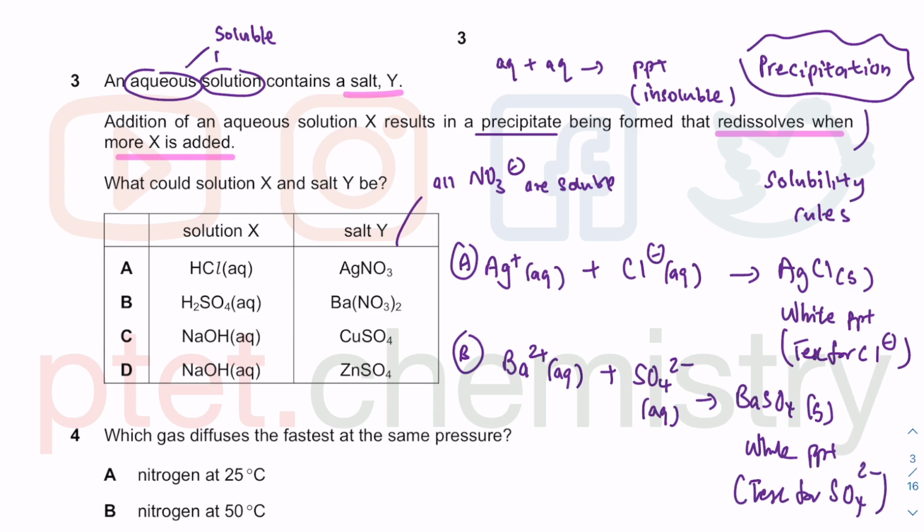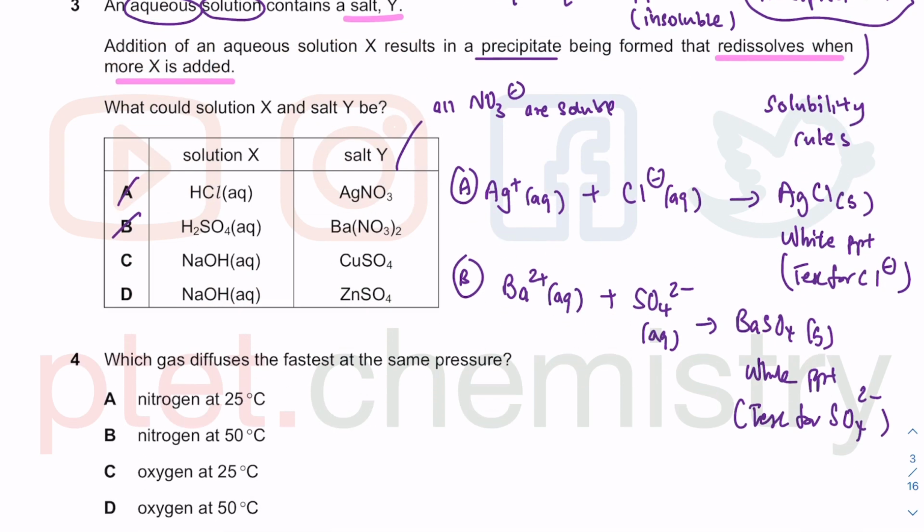The table of results for qualitative analysis are never provided. So it says it will redissolve when more of X is added. It doesn't redissolve. These two are insoluble white precipitates. We're now left with C and D.